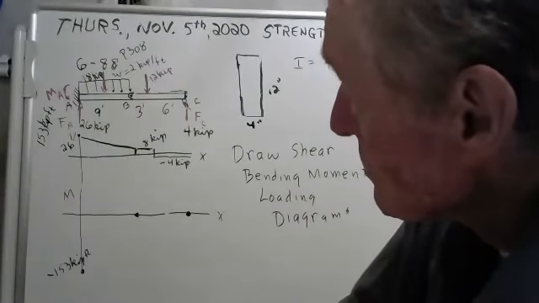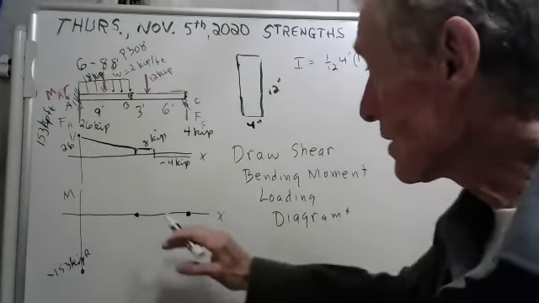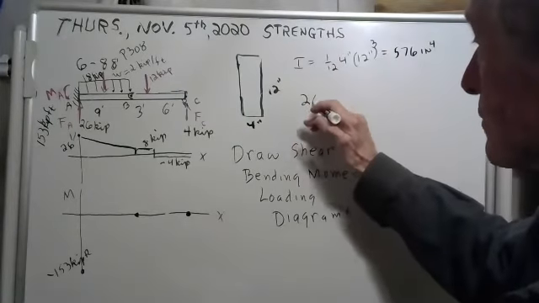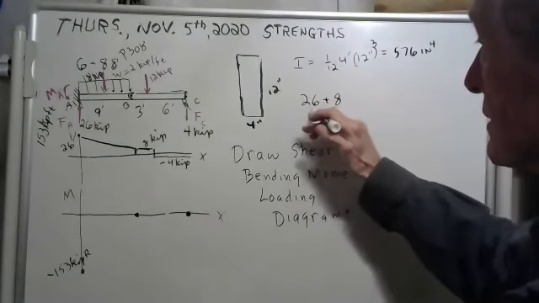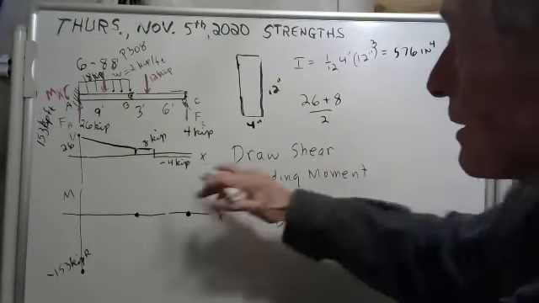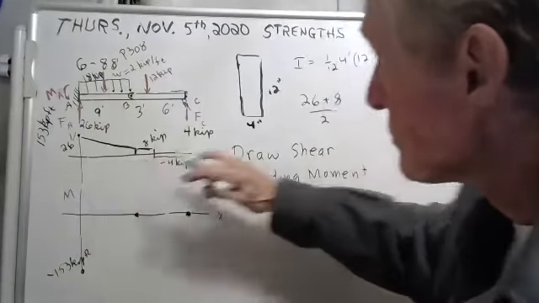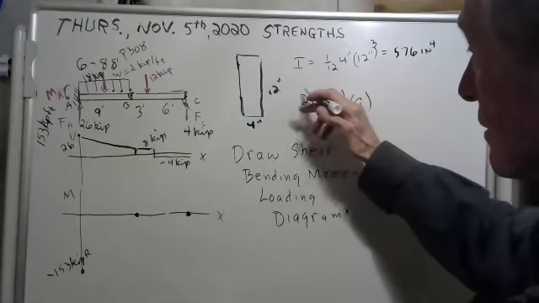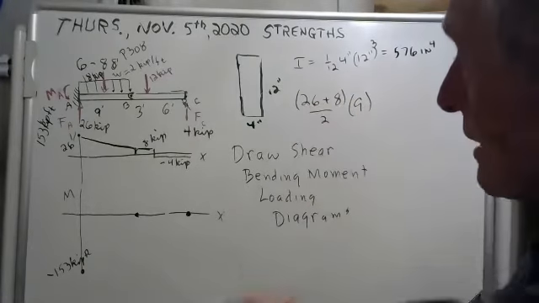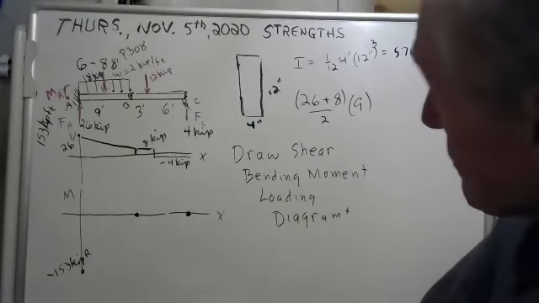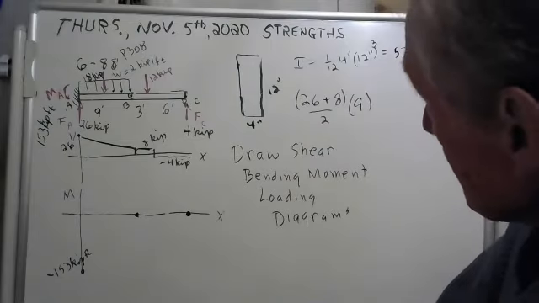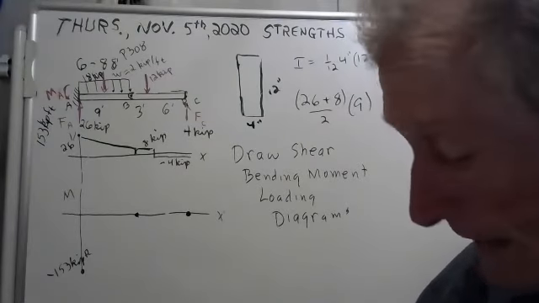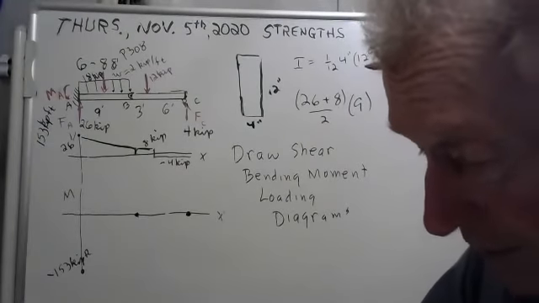Trapezoid area, what you do is you take 26 plus 8. Let me write it over here. 26 plus 8 divided by 2 and multiply by the base, which is 9 feet. That's how you take the area of a trapezoid. You take the two heights, divide by 2, multiply by 9. And I don't know what that is, but my calculator does.